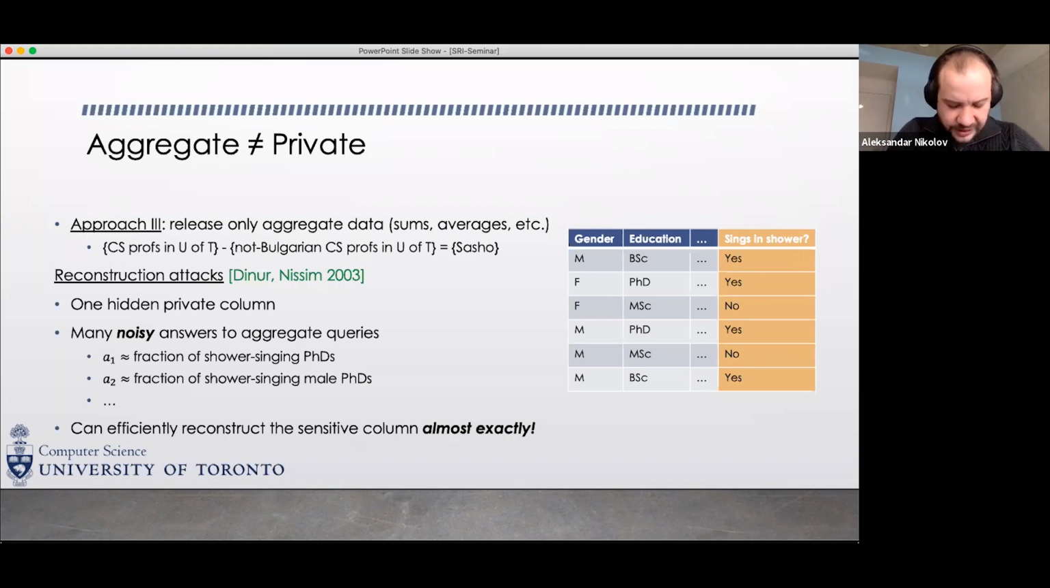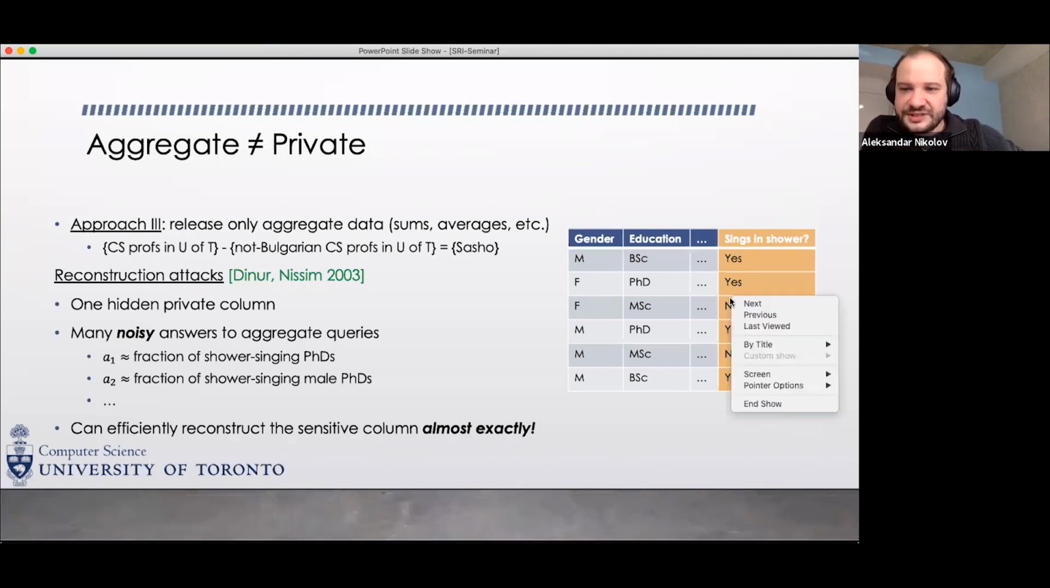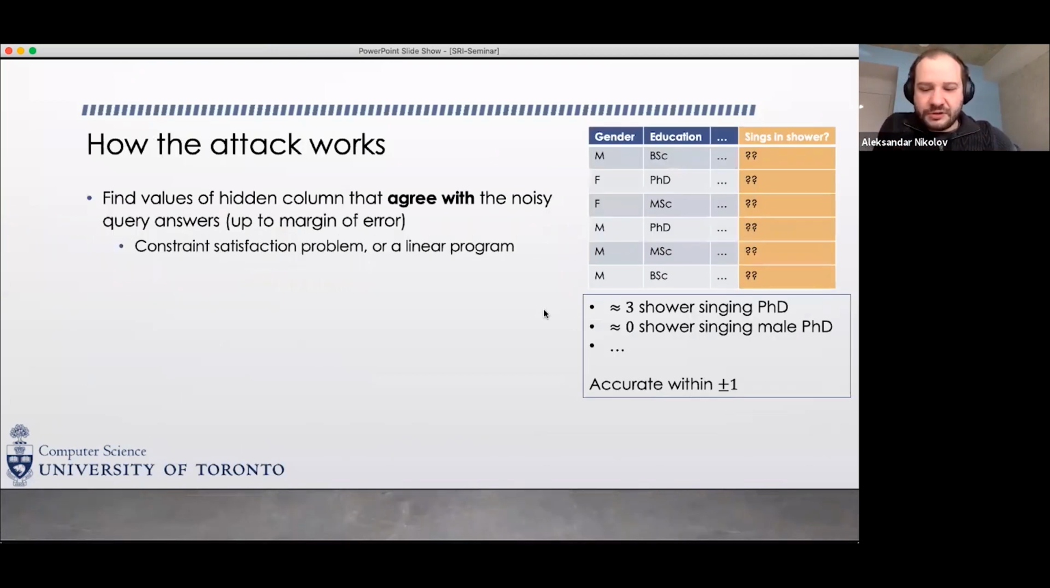Instead, what we are allowed to publish are answers to counting questions about this private information. So we are allowed to answer questions of the type: how many people in the data set who satisfy some property sing in the shower? For example, what is the fraction of shower-singing PhD students? What is the fraction? Whoops, sorry.